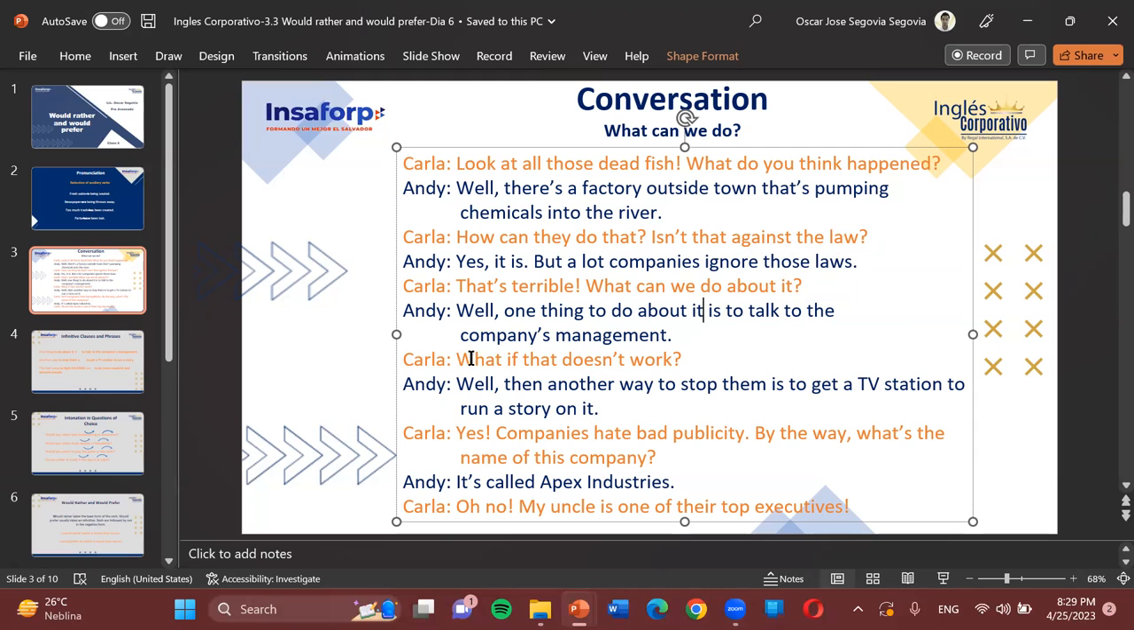Then we have, what if that doesn't work? These questions, the what if questions, are the conditional questions. When we talk about conditionals, we're talking about basically the idea that something may not work. So what are we going to do if that doesn't work? ¿Qué vamos a hacer, verdad, si eso no funciona?